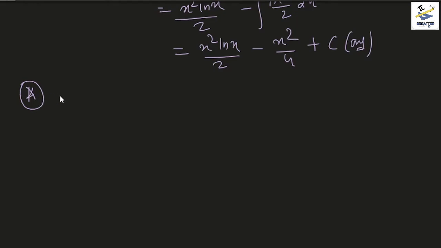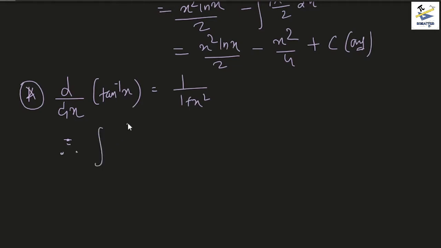For the next problem, what we need is this: d dx of tan inverse x equals 1 by 1 plus x square. We are going to prove it, but first understand that since the derivative of tan inverse x is 1 by 1 plus x square, this also means that the integration of 1 by 1 plus x square is equal to tan inverse x plus c. Okay, and how do we prove it?